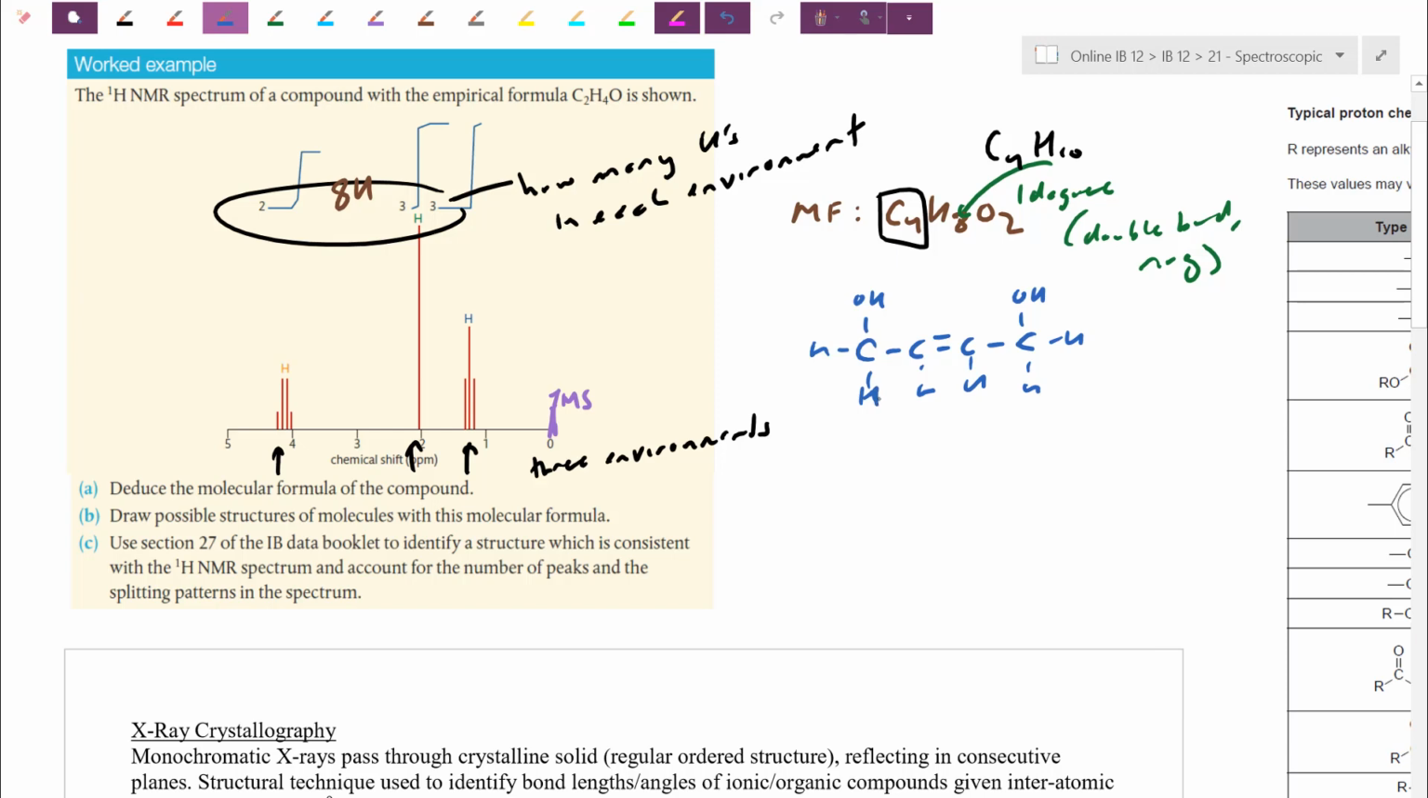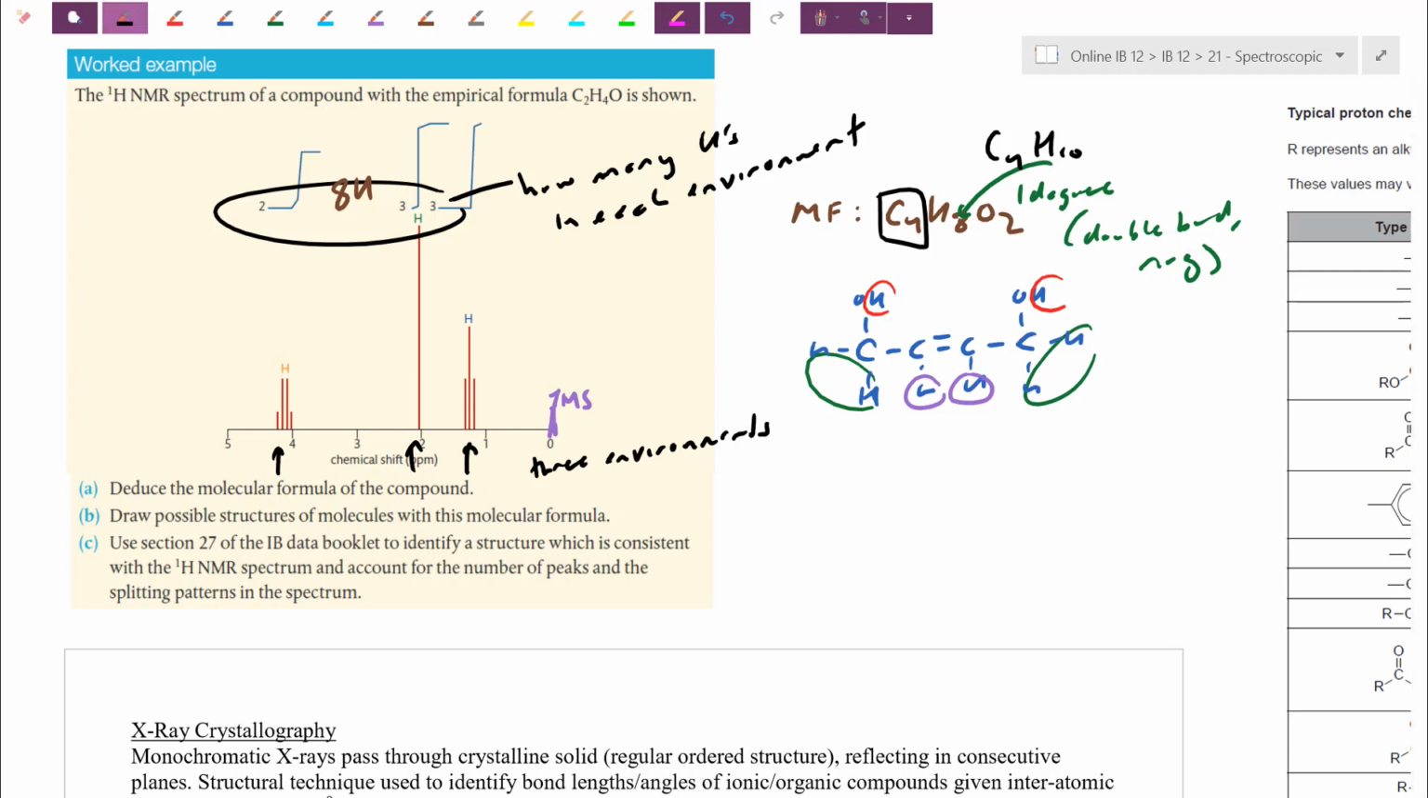Let's just count our environments. So we have the hydrogens bonded off the oxygen group here. That's one environment. I have hydrogens, the CH2s here bonded off oxygen. Those 2 are in the same environment. These 2 are in the same environment. This is a possibility. That's the sort of right number of things.